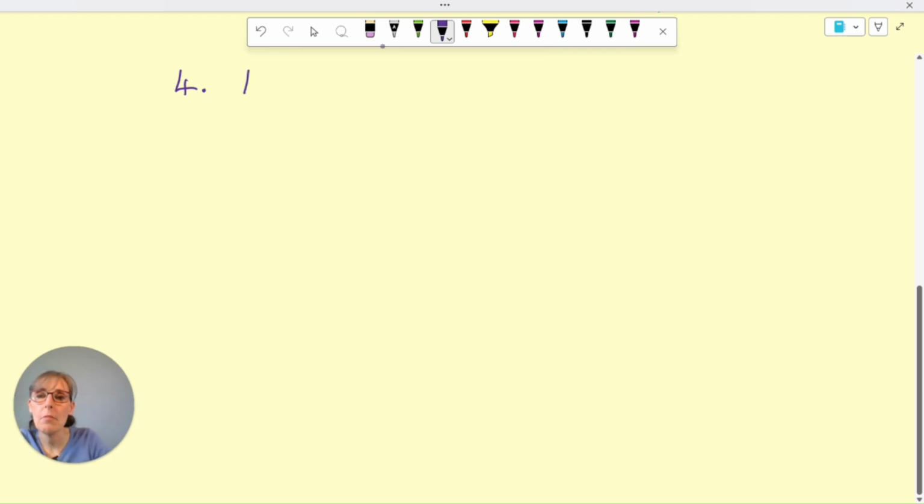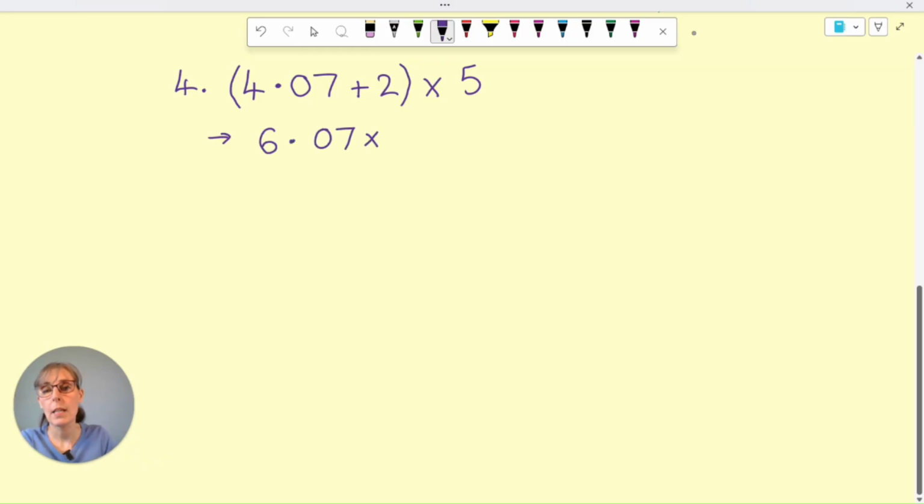Let's do number 4. So we have 4.07 going in, and that is added to 2 before it's multiplied by 5. Okay, so that's 6.07 multiplied by 5. Let's work that out.